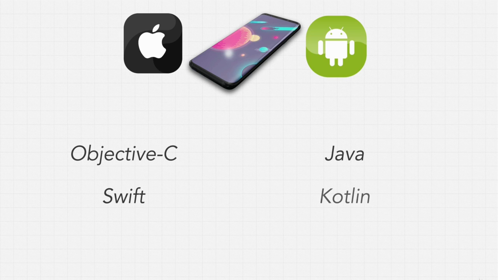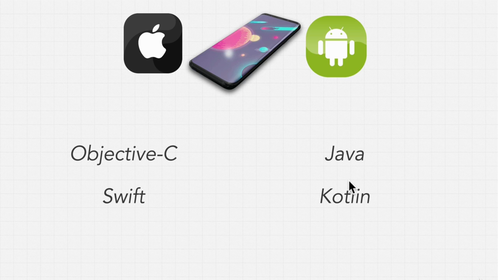Then Google came up with Kotlin. Kotlin is, again, a nicer version of Java, makes things a little bit nicer for developers, for programmers to build Android apps. So now, if you want to build an iOS app, you would use one of these two languages. If you want to build an Android app, then you'd use one of these two languages.